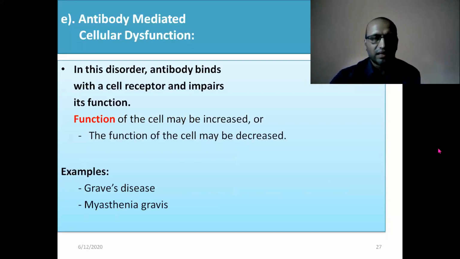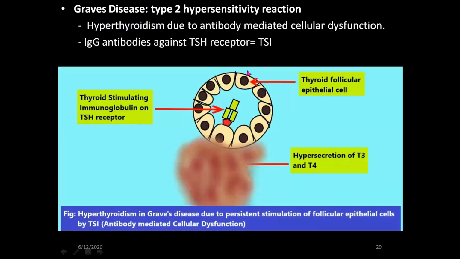Antibody-mediated cellular dysfunction is the fifth mechanism of type 2 hypersensitivity reaction. In this mechanism, antibodies are synthesized against cell receptors. When the antibody binds with the target cell receptor, function of a cell may be increased or decreased. Graves' disease and myasthenia gravis are caused by this mechanism of type 2 hypersensitivity reaction. In this illustration, this is thyroid follicle. TSH receptor is present on the surface of thyroid follicular epithelial cells.